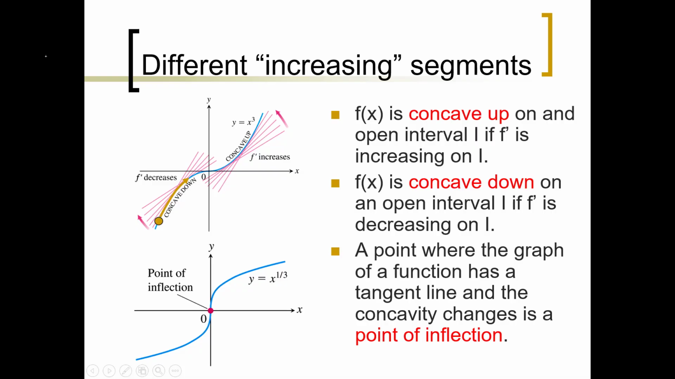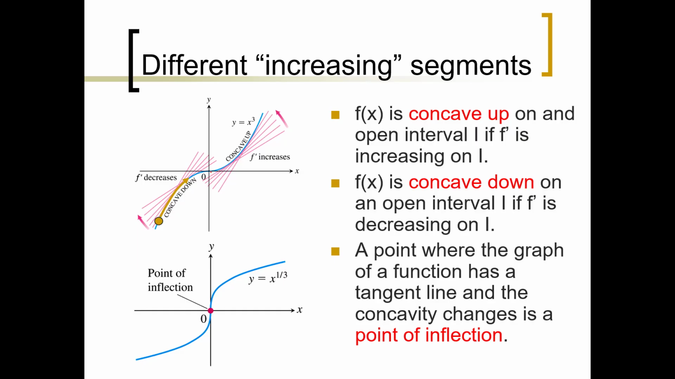As a point moves along the graph from left to right, notice that the tangent line, at least in this case, would be rotating clockwise. See how the curve that's created is like a spoon that is facing downwards? We call that concave down.